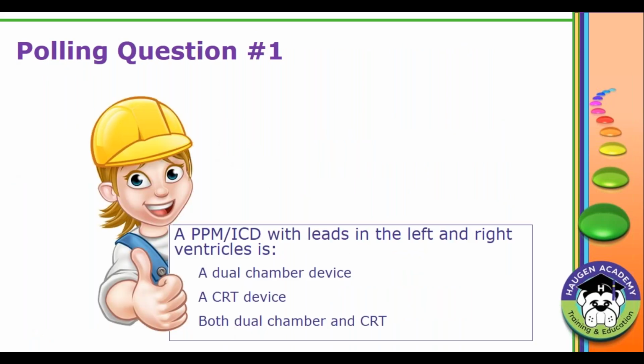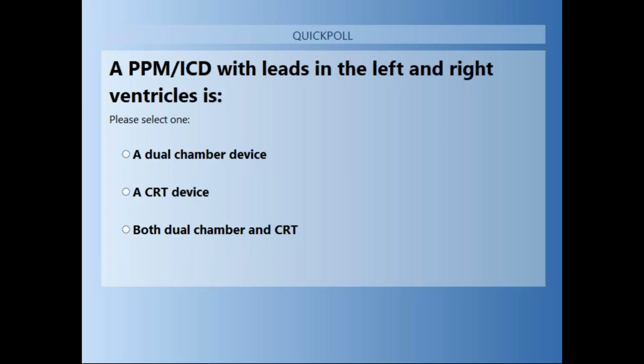Okay, Kathy, that's going to bring us to the first polling question. Would you launch the poll for us, please? Certainly. The question is, a PPM ICD with leads in the left and right ventricles is a dual chamber device, a CRT device, or both a dual chamber and CRT device? This is what we want to know from you.